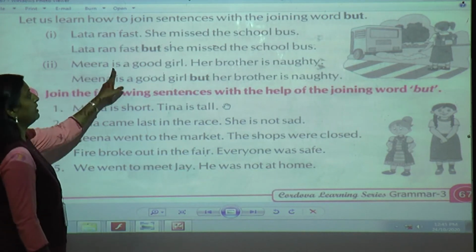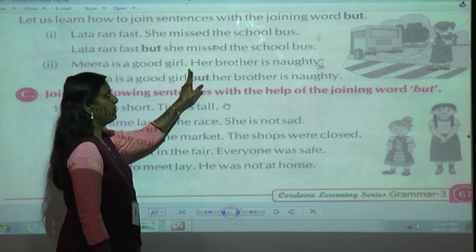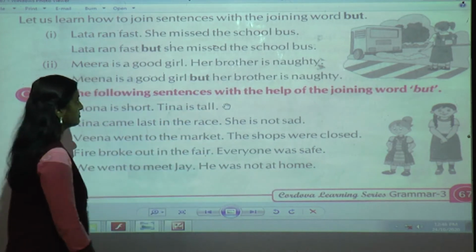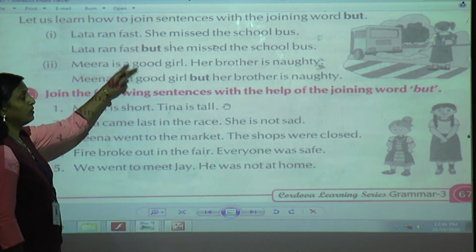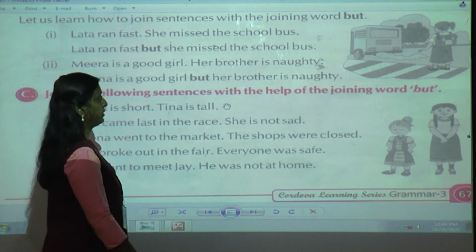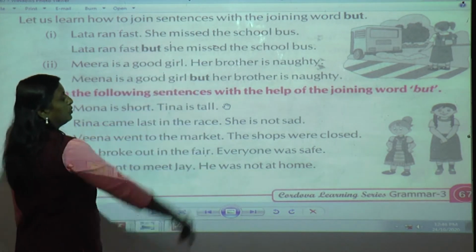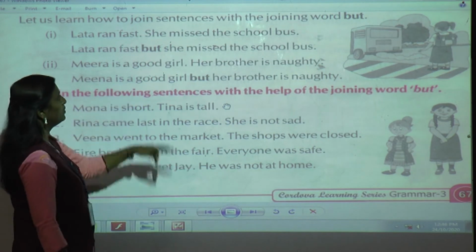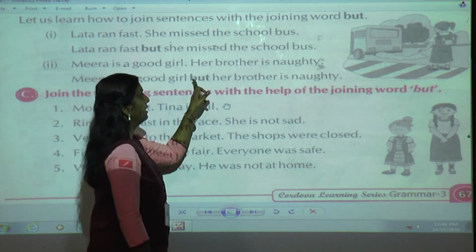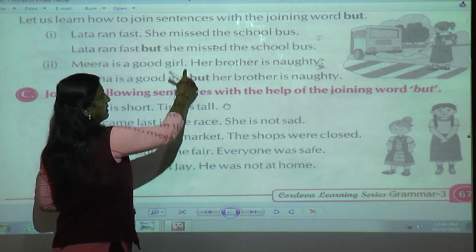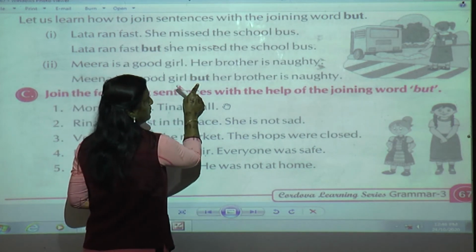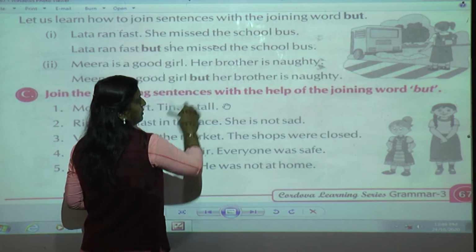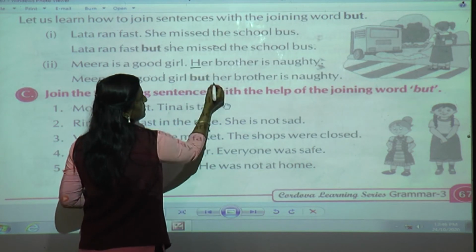Next, Meera is a good girl. Full stop. Her brother is naughty. She is a good girl, okay, but her brother is naughty. Here also if you will see, two opposite things are over here. So Meera is a good girl but, again where I have joined, I will remove this full stop, I am going to add but, her H will become small. Can you see here, students?